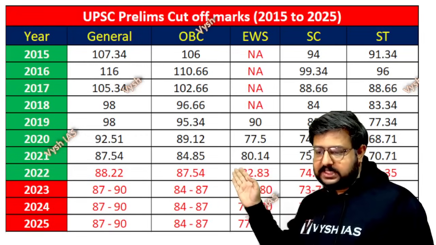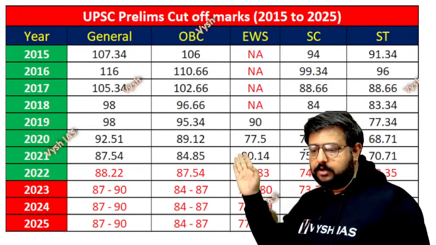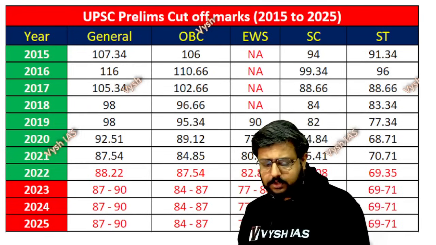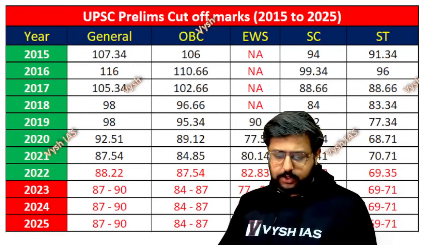Then EWS, you know, it started from 2018 onwards. That new category came, and that also is there. This is the overall cutoff information, which I hope many people did not know, and this helped you.